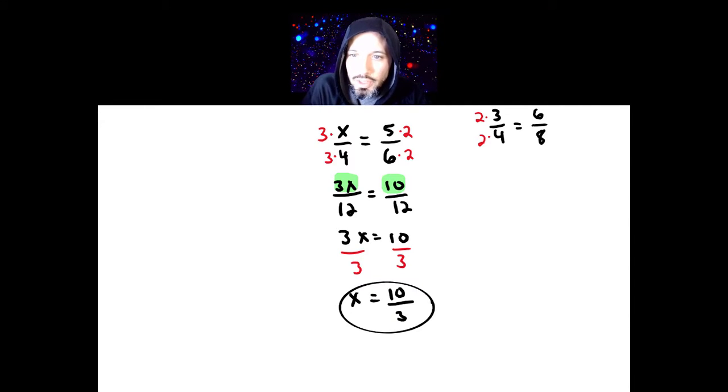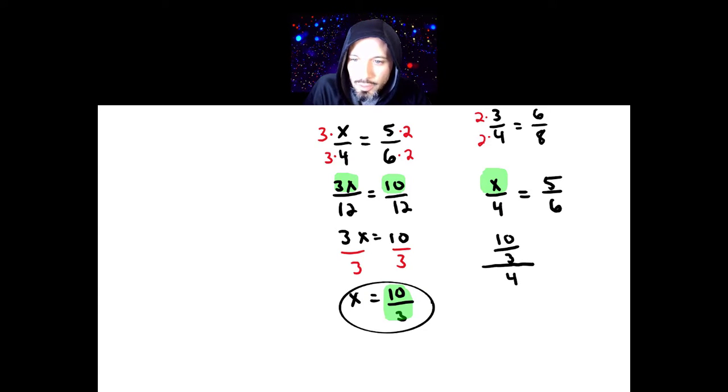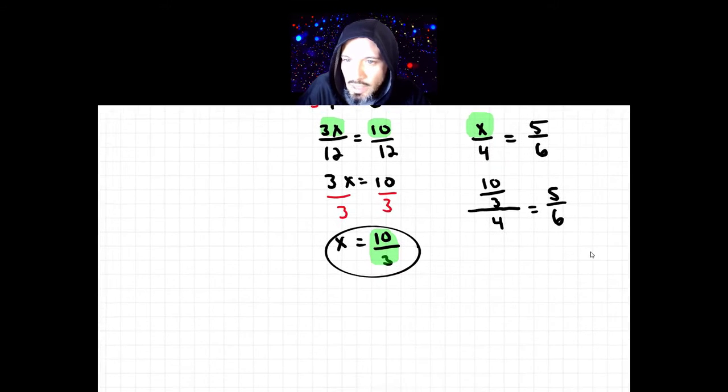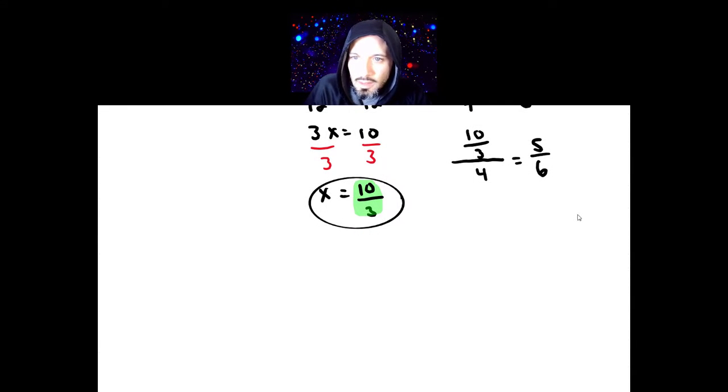And if I wanted to do a quick check, I would just rewrite the original. X over 4 equals 5 over 6. I'm going to substitute the answer we got, 10/3, in place of x here because they're equal to each other. And I'll get 10 over 3 divided by 4 is equal to 5 over 6. And if I were to rewrite this complicated fraction, it's the same thing as saying 10 over 3 divided by 4 is equal to 5 over 6.